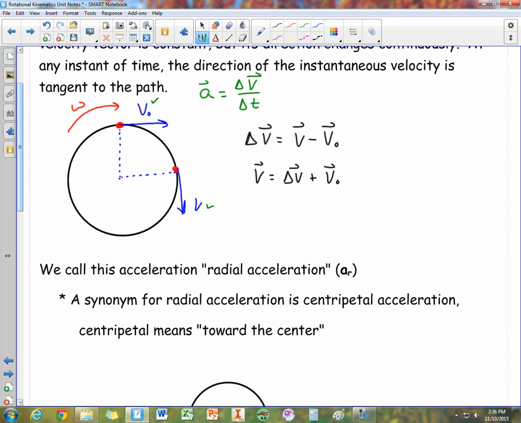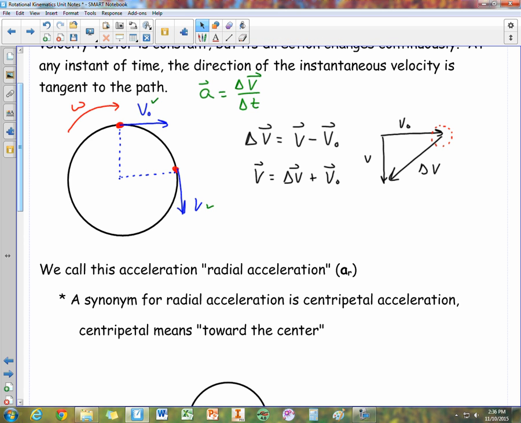And whenever we add two vectors, we want to make sure that we put them head to tail. So this initial velocity vector, I believe it looks like that. The final velocity vector then would start at the tail of this one. And there we have our delta v. And notice how I put the initial velocity in the delta v at head to tail.